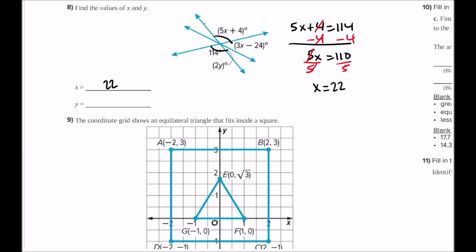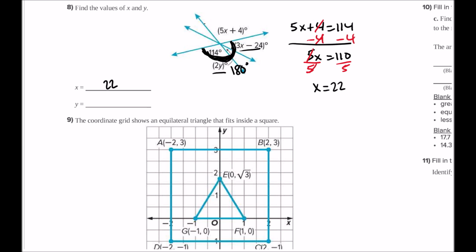And so now what we're going to do is, I'm going to get rid of this because there's too many things going on. So we have the 3x minus 24, we have the 2y, and we have the 114. Notice that they form a straight line, a straight angle, so that's 180 degrees. That means those 3 angles add up to 180. So they form kind of like a linear pair, but in this case it's more like a triple of angles that form 180.